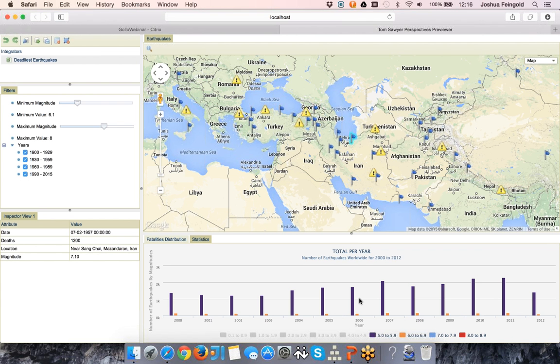Do you have any questions that are specific to this example? It doesn't look like we have any specific questions here. So I'm going to bring up our next one, which is about international flights.